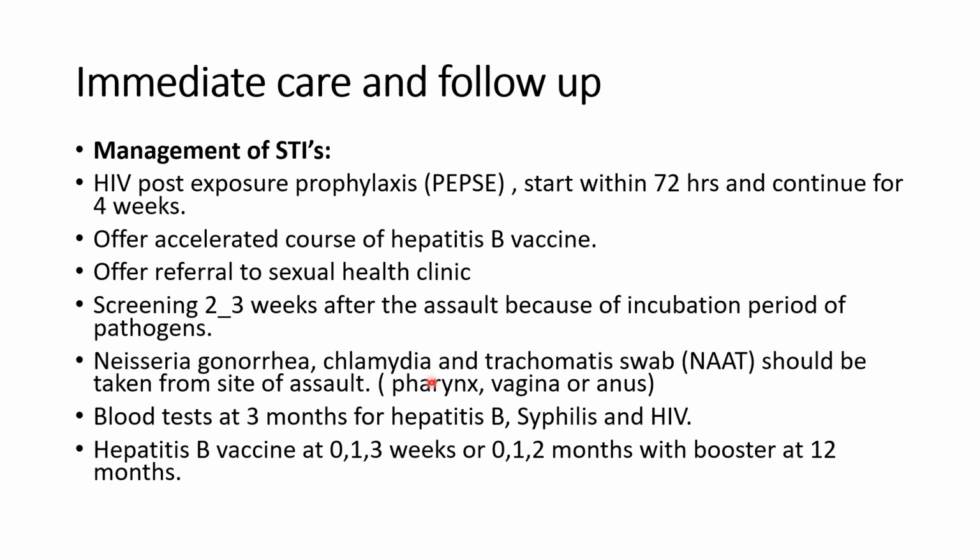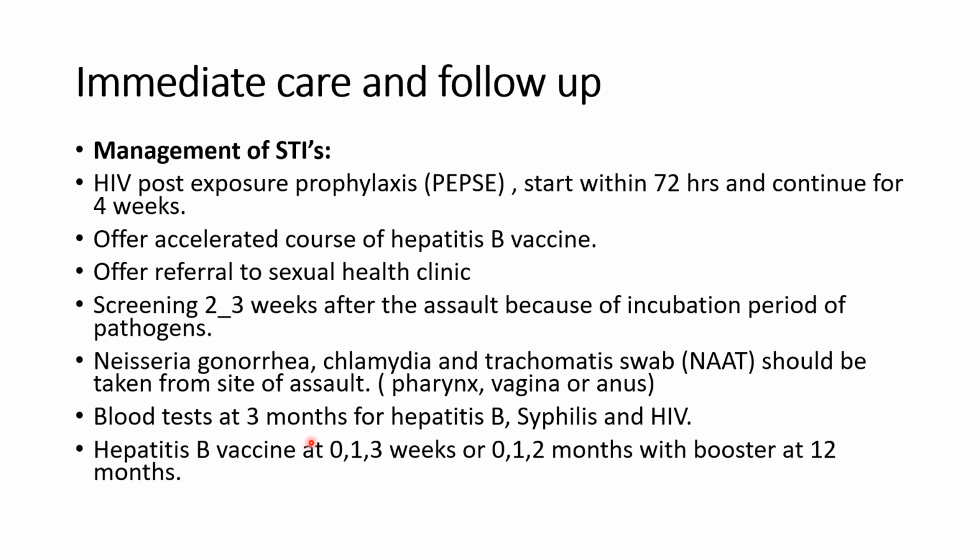Neisseria gonorrhea and chlamydia trachomatis swabs are sampled via nucleic acid amplification test. They should be taken from the site of assault. The site could be pharynx, vagina, anus. That means oral sexual assault, or perineal or anal assault.